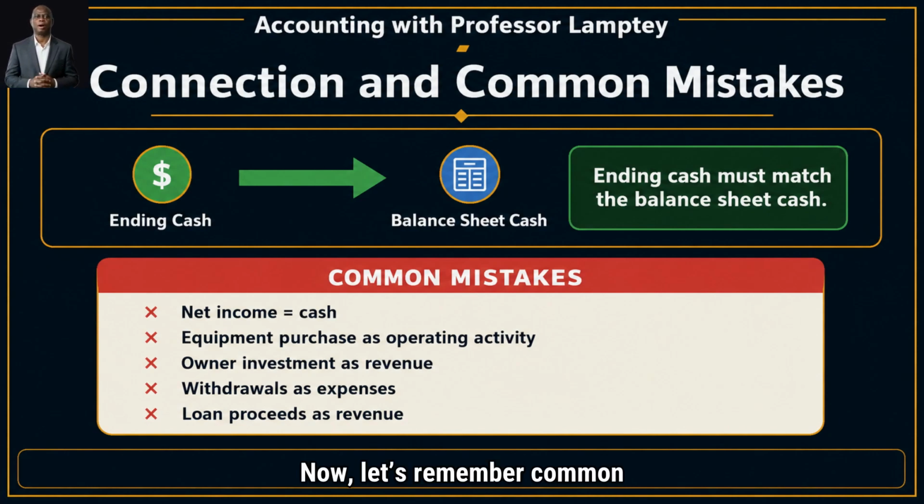Now let's remember common mistakes. Net income is not the same as cash. Buying equipment is an investing activity. Owner investment is not revenue. Withdrawals are not expenses. And borrowing money is not revenue.